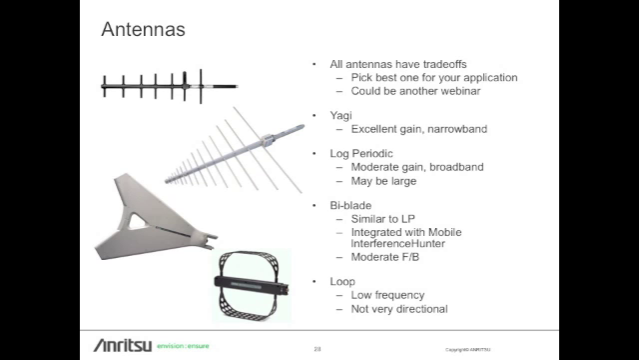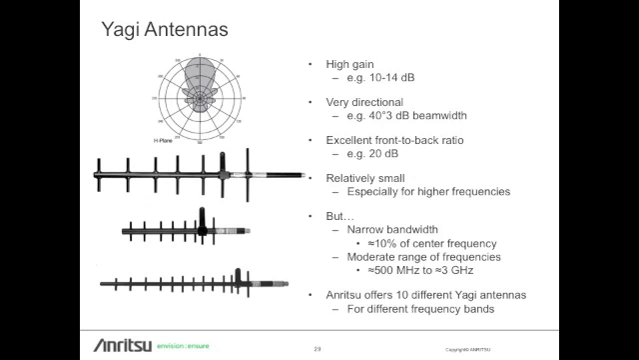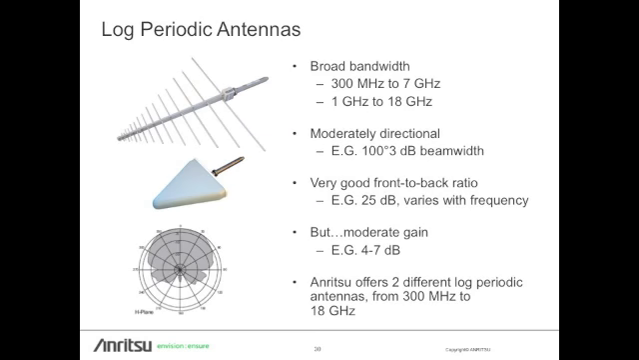And then loop-style antennas are usually for lower frequencies, like 500 megahertz and below. They tend to not be terribly directional, but they're much better than an omni antenna. In the next several slides, I'm just going to breeze through more details about each of these antenna types. So here's a Yagi. Notice the 10 to 14 dB gain and the narrow beam width shown in the picture. Log periodics: broad bandwidth, but 4 to 7 dB type of gain, much broader beam width.